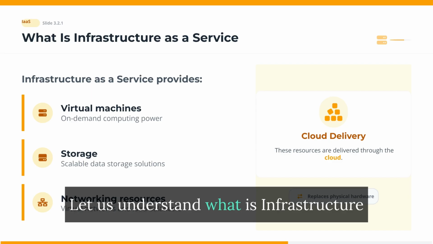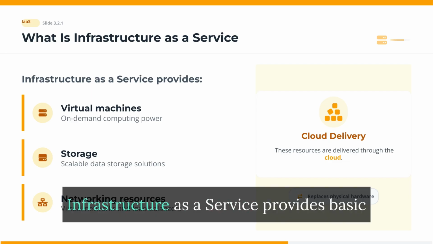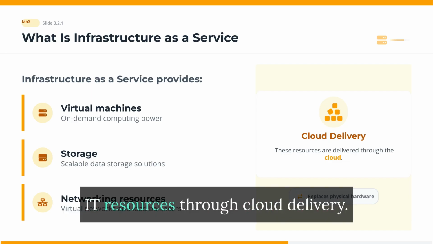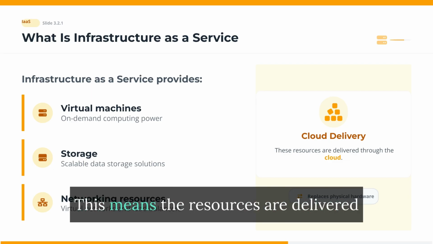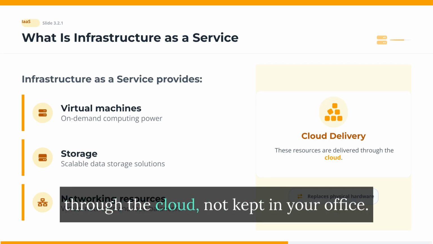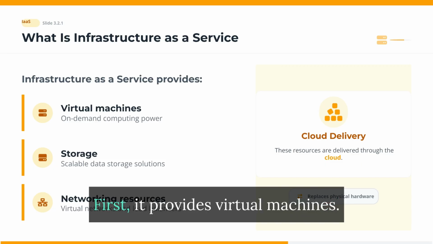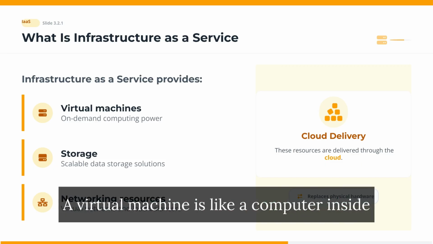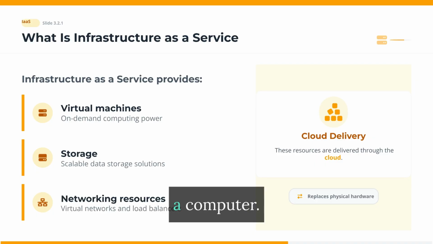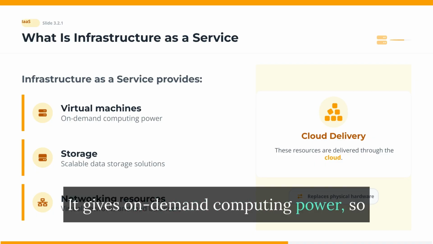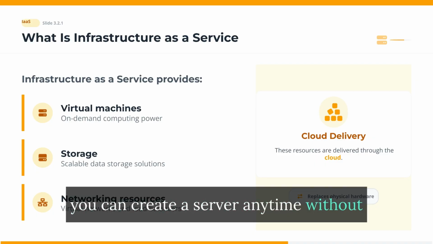Let us understand what is infrastructure as a service. Infrastructure as a service provides basic IT resources through cloud delivery. This means the resources are delivered through the cloud, not kept in your office. First, it provides virtual machines. A virtual machine is like a computer inside a computer. It gives on-demand computing power, so you can create a server anytime without buying one.